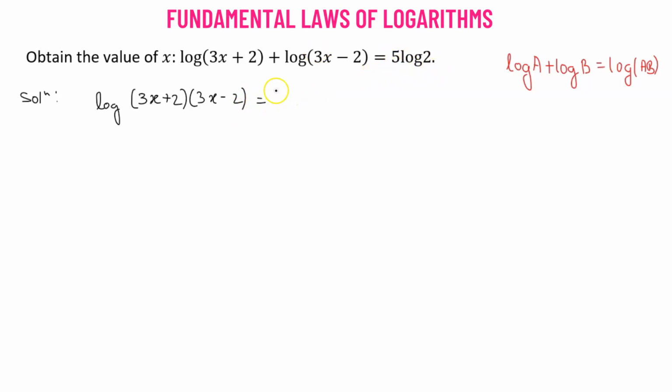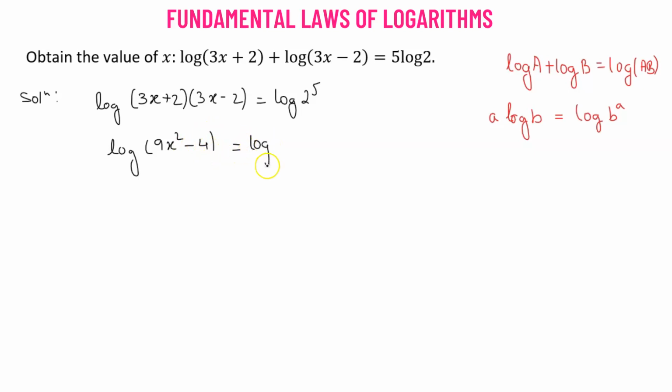And 5 log of 2 can also be written as log of 2 raised to the power of 5. Here we have used the fact that if we have a times log of b, that's the same as log of b raised to the power of a. Now let's do further simplification. So 3x plus 2 multiplied by 3x minus 2 gives us 9x squared minus 4, and this equals log of 2 raised to the power of 5, so that's 32.